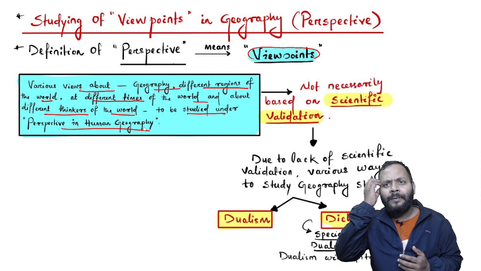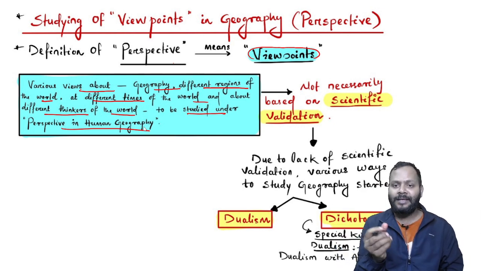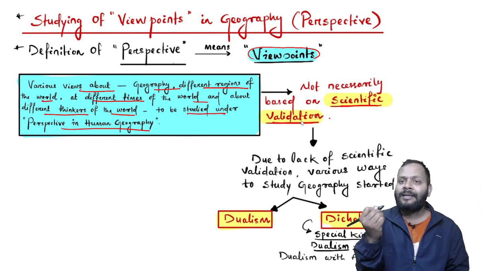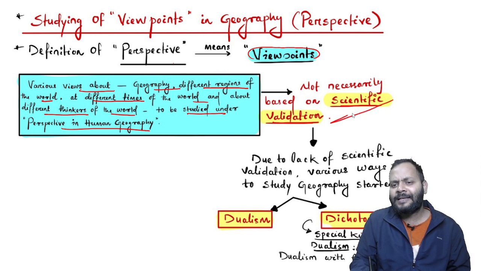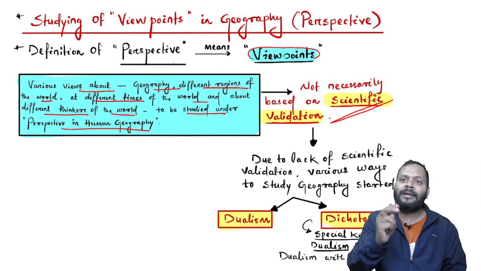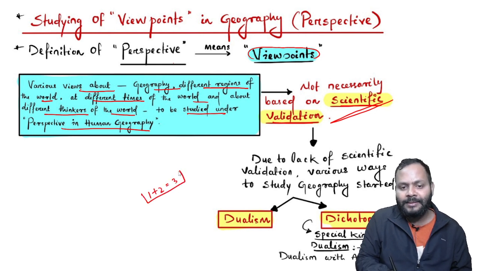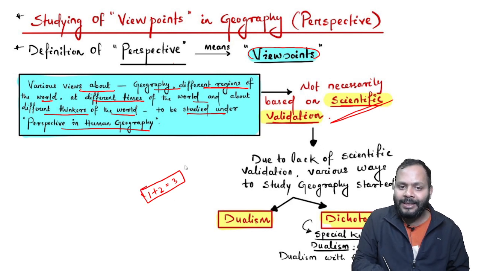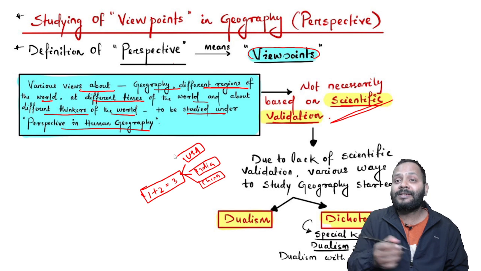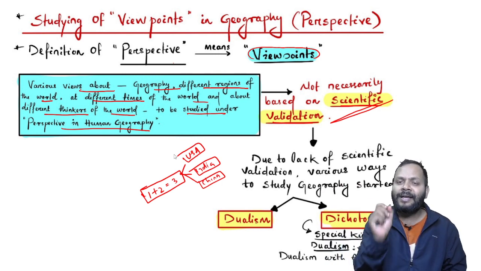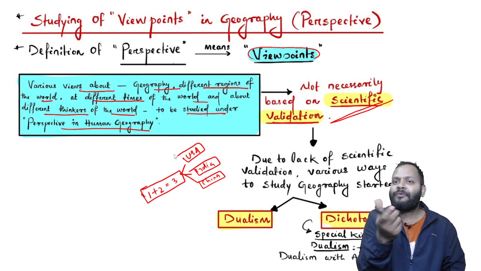So these are the different thinkers of the world to be studied under perspective in human geography. Now, this perspective or the viewpoints of the thinkers is not necessarily backed by scientific validation, so it is not generalized. When there is no science, no method, can I make any viewpoint generalized? If I say 1 plus 2 equals 3, is it mathematics? Yes or no? It will be the same in the United States, the same in India. Can I say it will be the same in China, or in other countries it will be different? No. Every country has to follow the same thing because it is mathematics. When the viewpoints are not backed by any mathematics, no science, no model, do you find there is uniformity in the viewpoints? No. There is no uniformity.